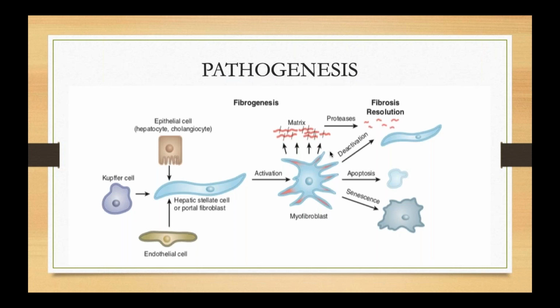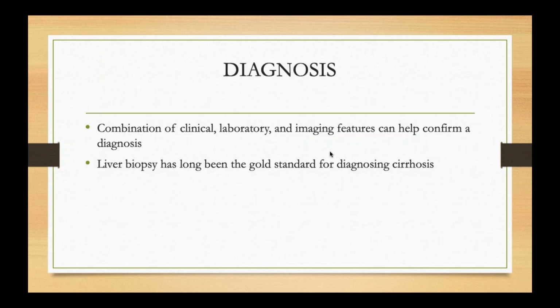Now, pathogenesis. Whenever this injury occurs, the Kupffer cell, present in the space between the epithelial cells and endothelial cells, gets transformed into the hepatic stellate cell. Kupffer cells are a type of macrophage. They get transformed into the hepatic stellate cell, which upon activation turns into a myofibroblast. This myofibroblast releases the matrix, then the proteases act, and fibrosis forms. Some amount of fibrosis can be resolved, but when the injury is continuous, this fibrosis keeps on occurring and nodules will form. That is known as cirrhosis.